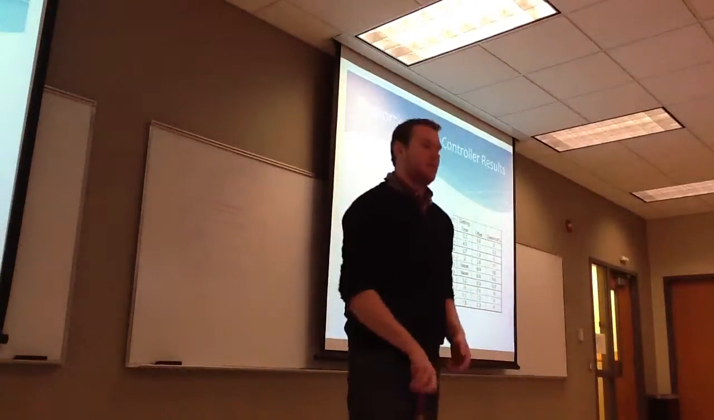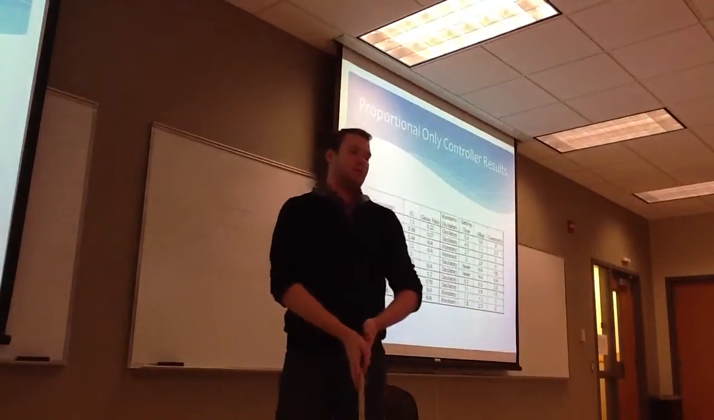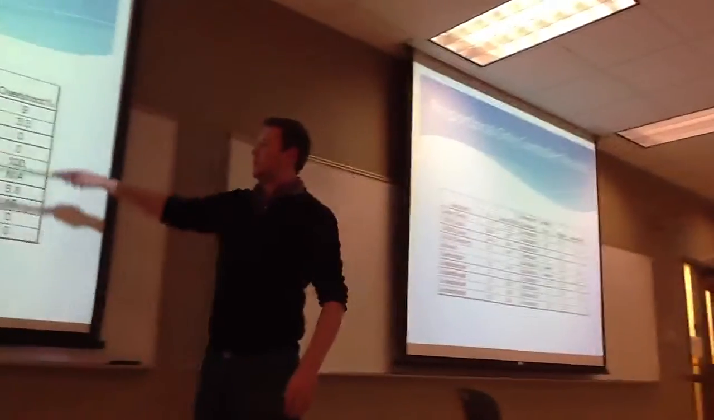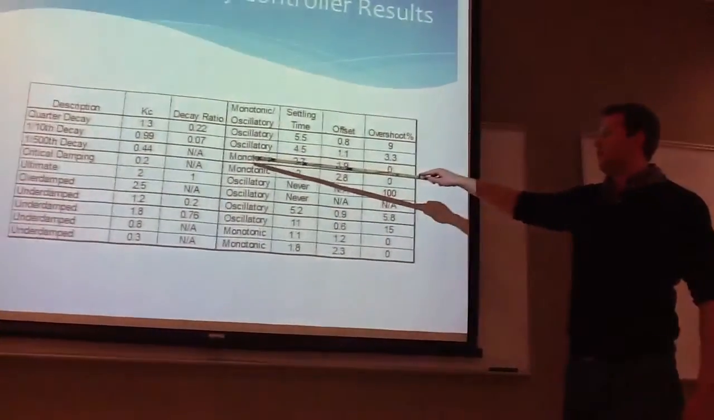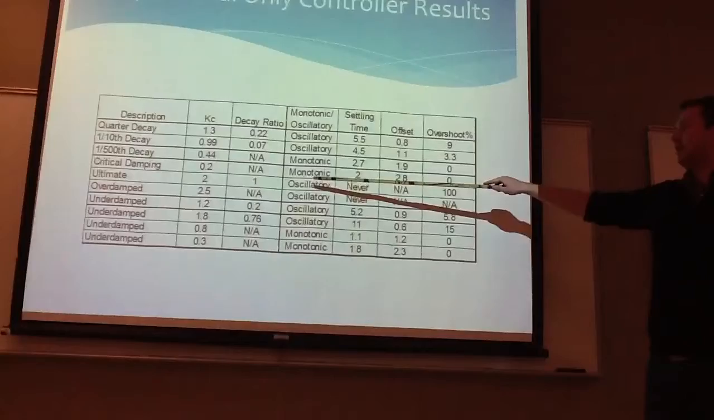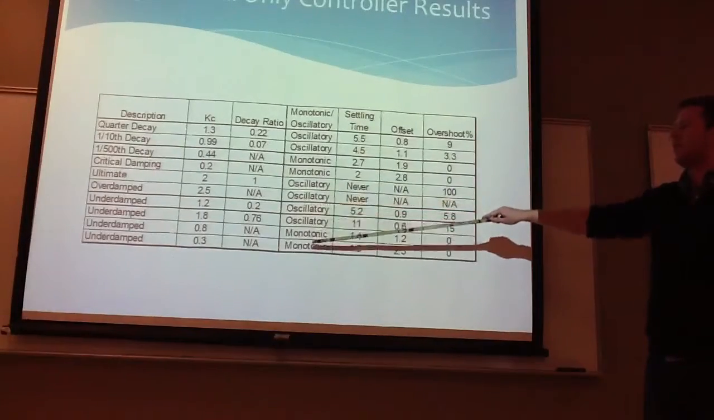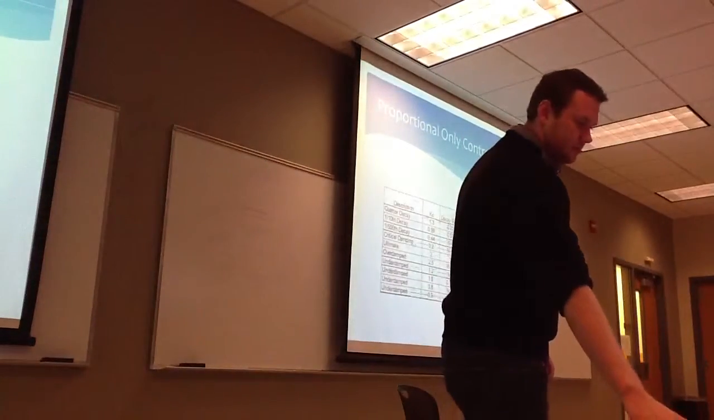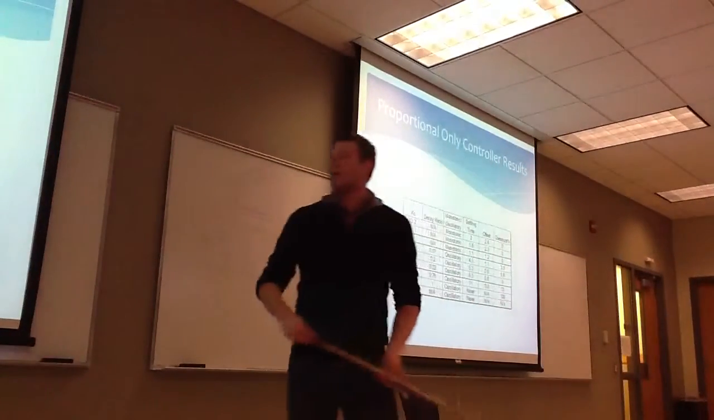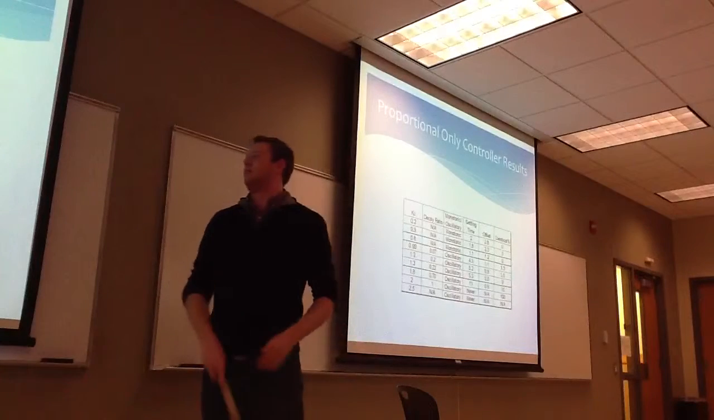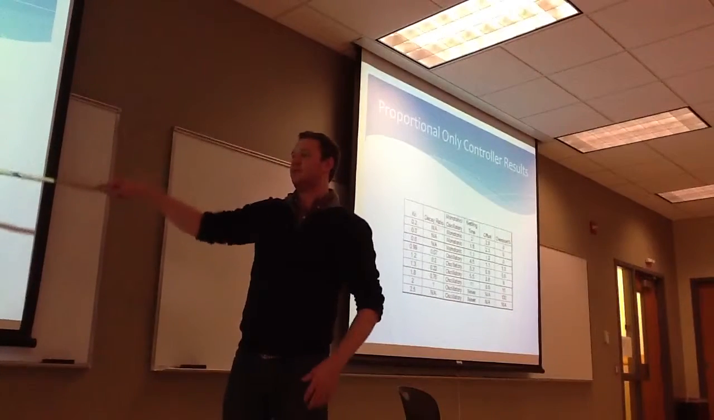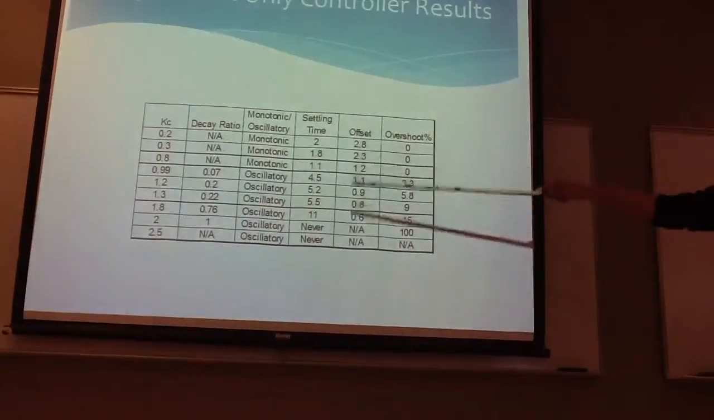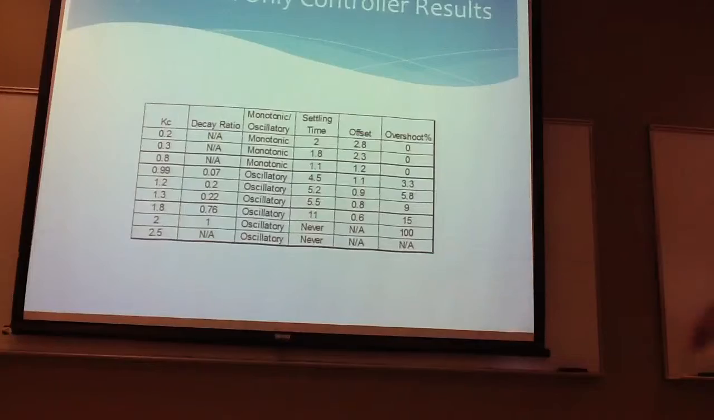This is the data from all of our proportional only controllers modeling. We did a quarter decay, 1/10 decay, 1/500th decay, critical damping, ultimate, and then we also did an overdamp case and 4 other underdamp cases to get a little bit more data. I rearranged the data a little bit so you could see it in order from the smallest KCU to the largest KCU, and we found a few trends in the data from the KCUs.